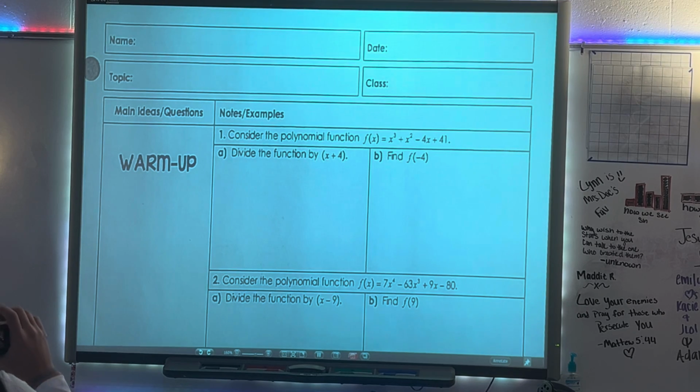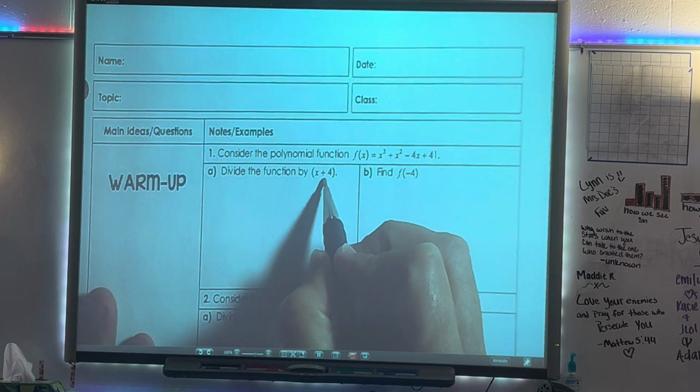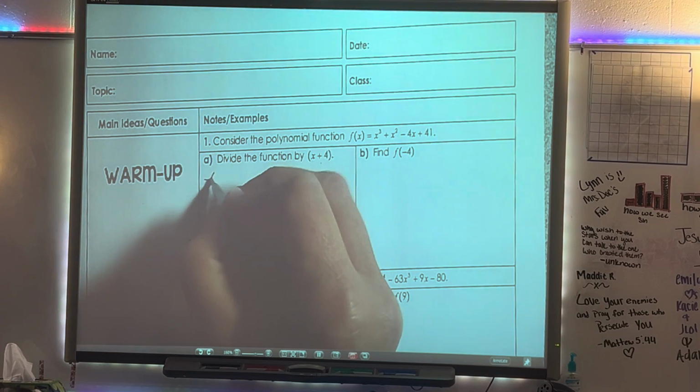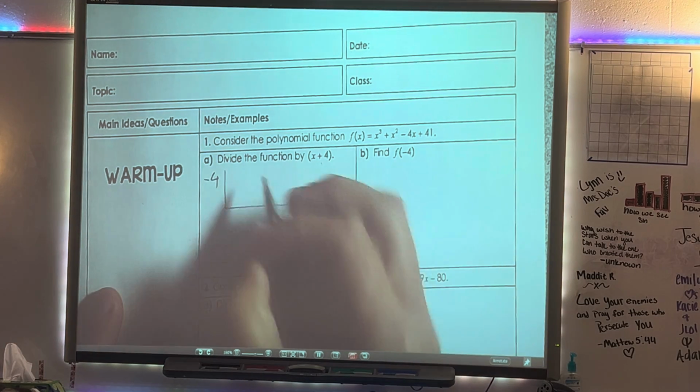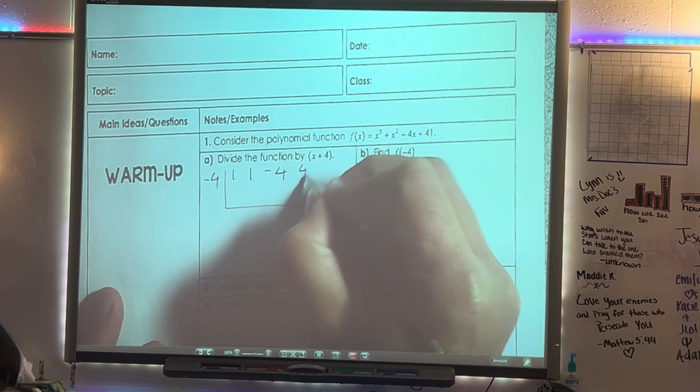Okay, so we're gonna look at some division. I'm gonna do this first one super quickly, and I'm gonna use synthetic division. If I'm dividing by the factor x plus 4, then with synthetic division I would divide by -4. So I have 1, -4, and 41.